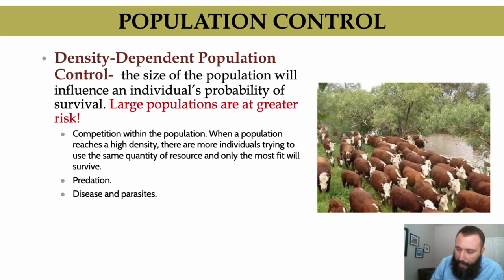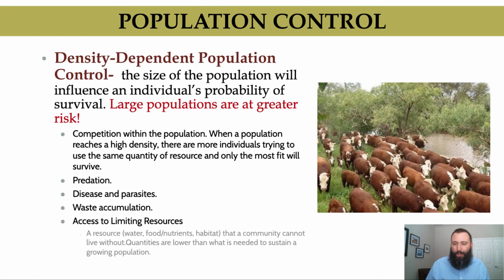So the population can either go up or down depending on how it's being regulated. Waste accumulation goes hand in hand with disease and parasites, but waste is going to take up habitat space. If we are using up habitat space that could have been used for living rather than for our waste accumulation, then there's going to be fewer individuals that can exist in that area as a result, right? And access to those limiting resources is absolutely density dependent, right?